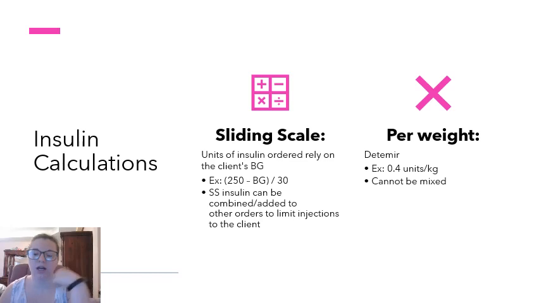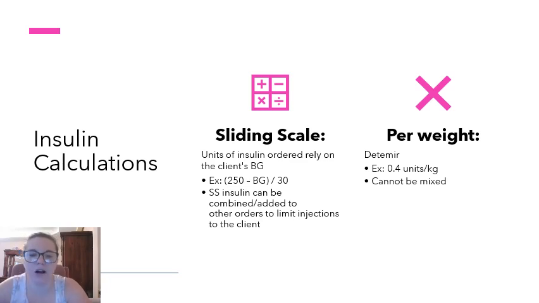Some more insulin calculations. So we can do it on a sliding scale or per weight. So sliding scale are usually, again, those short or rapid acting, usually short ones, that they will be on a sliding scale. So they're using their blood glucose to determine how many insulin units to be administered. So one example of this would be that their order is for 250 minus their blood glucose, and then divide that by 30, and that equals how many units of insulin that they are to receive.